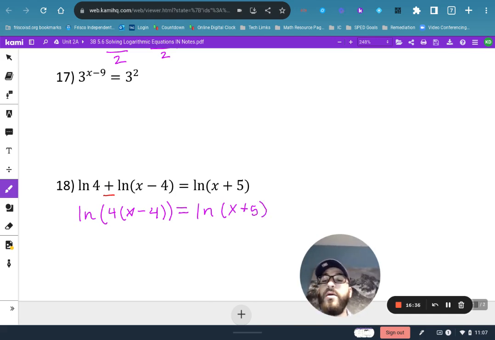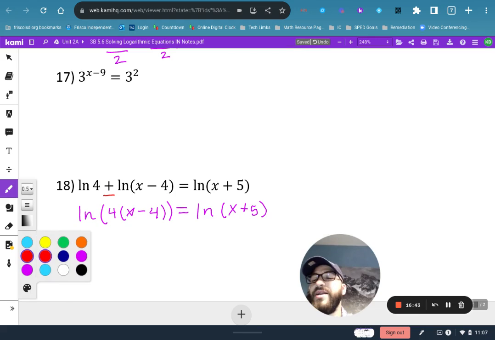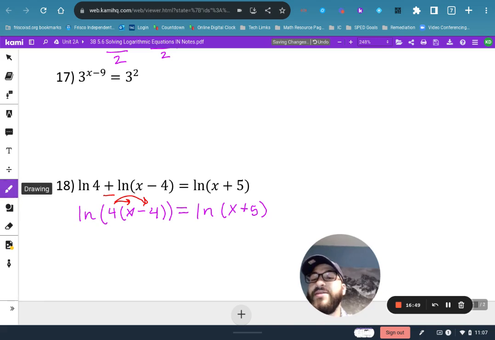Then from here, I actually don't have to simplify the 4 times x minus 4 yet, but I'm going to go ahead and do it just so it can make it a little bit easier once I do cancel the bases. So this would become 4 times x would be 4x, so the natural log of 4x. 4 times negative 4 would be negative 16, so minus 16.